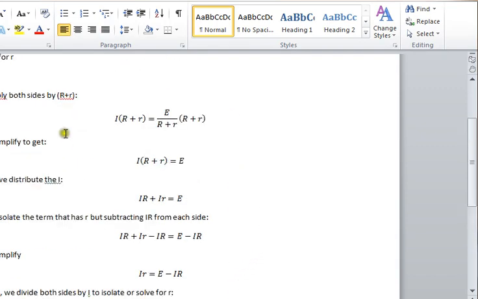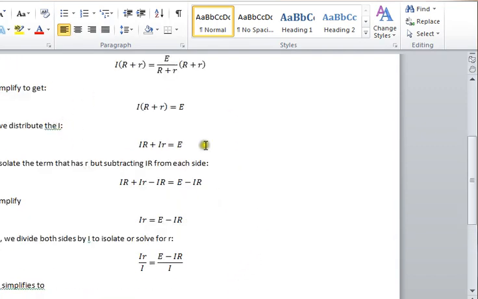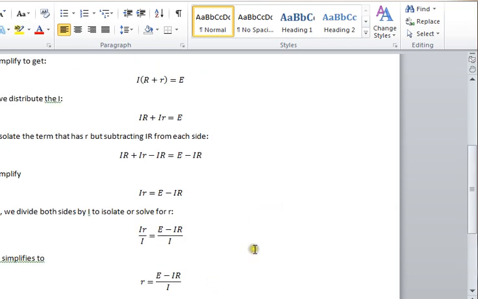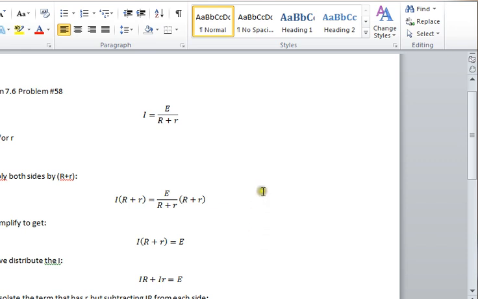Alright, so now I might go back and just check my punctuation and my spelling and all of that kind of stuff, but this is a complete solution to the problem that we started with, number 58 in your book.